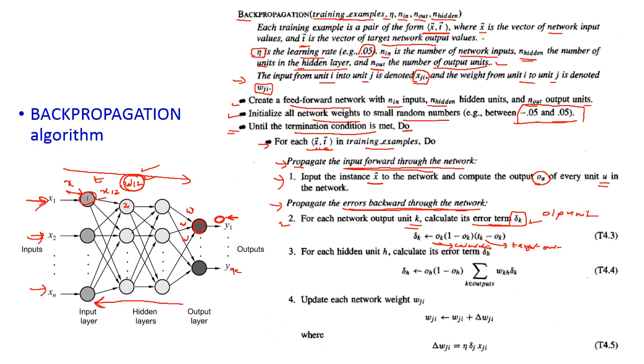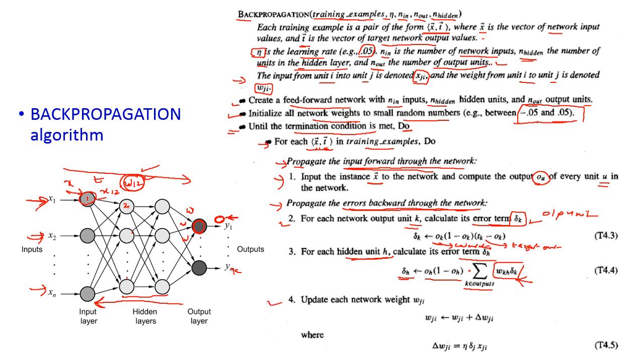Simultaneously we have to calculate the error term of the hidden units also. Here we have h number of hidden units, hence delta h is equal to o_h (1 - o_h) times the summation over k belonging to outputs, because we have more than one output unit, isn't it? So for all of these we need to compute the summation of w_kh into delta k. The output will be summed over all the units.